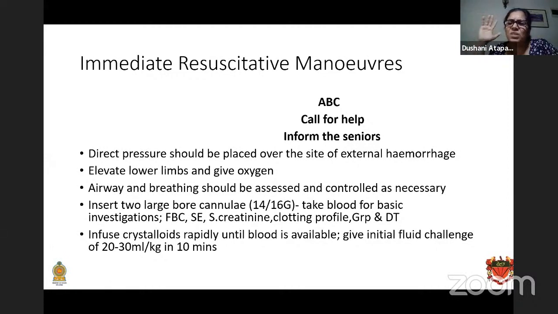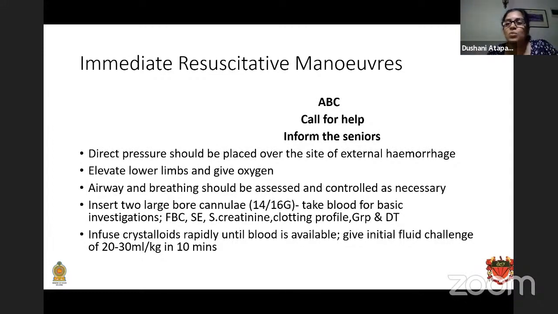So don't try to do the CVP and other things, not at all important at this moment. Anyway, not at your level, but these wide bore cannulas save lives, right? So important. Keep these things in your mind. And when you're cannulating, take blood for basic investigations: your full blood count, the serum electrolytes, serum creatinine, and the clotting profile, PT, INR, APTT, and the fibrinogen levels, and the grouping and the DT, right?